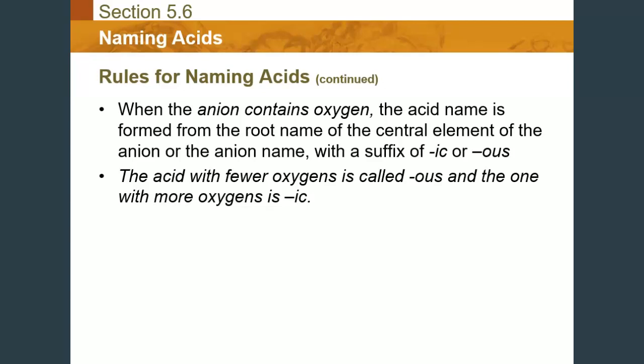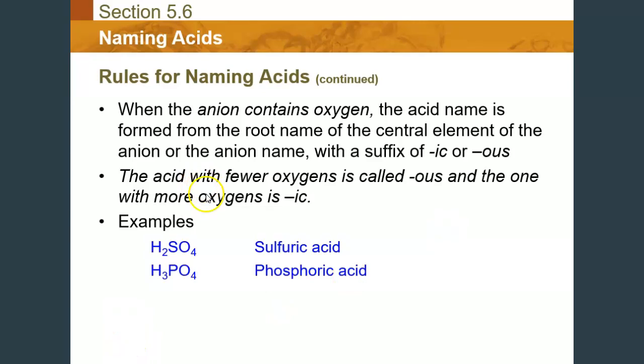So if you have the sulfite polyatomic ion, it's going to become sulfurous acid. It goes back to the root element sulfur. You don't just drop off sulfite and make it sulfous. It's sulfurous. It's not phosphorous acid, it's phosphoric acid. The one that has more oxygens, so SO3 is sulfite, SO4 is sulfate, would be called sulfuric acid. So H2SO4 is sulfuric acid, H3PO4. Notice it goes back to phosphorus, phosphoric acid.